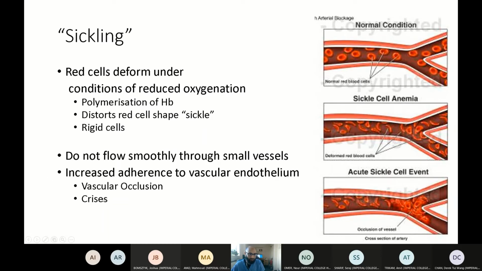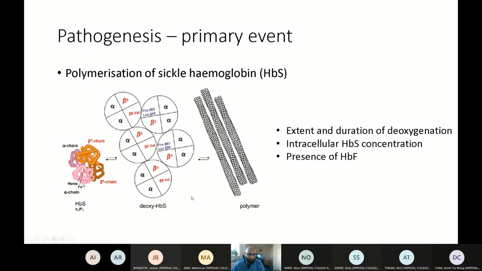So this really is talking about the vascular occlusion, the vasoocclusion side of the pathophysiology. But as we'll see, there is another side of the pathophysiology relating to the chronic hemolysis side of the disease.